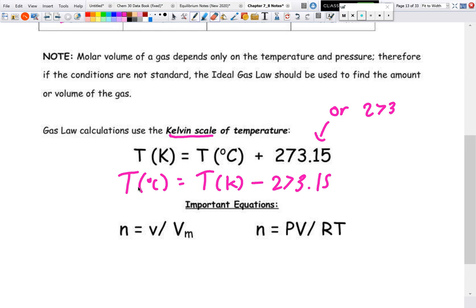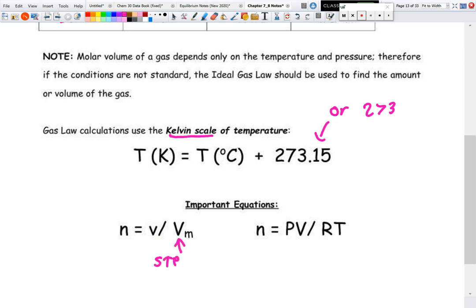Now, other important equations that we will need to use: we have two equations to find the number of moles, depending on the information that you're given. We get number of moles equal to volume divided by the molar volume. Remember, molar volume is if you read STP or SATP. And if you're not given STP or SATP conditions, we find the number of moles by multiplying P and V and dividing by R and T.